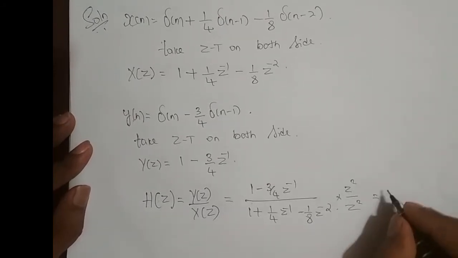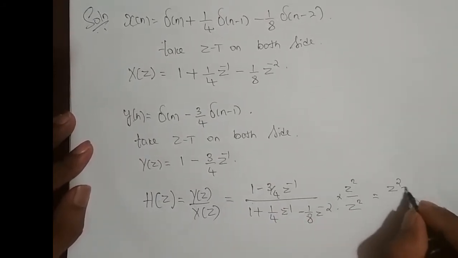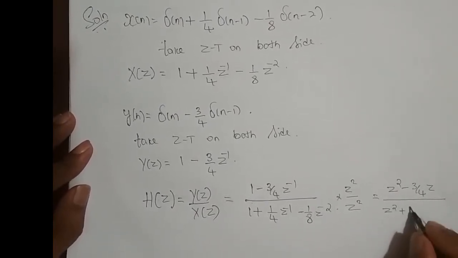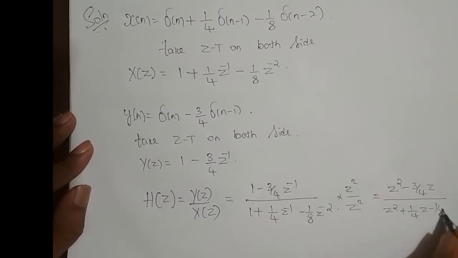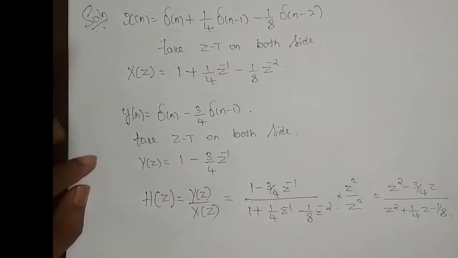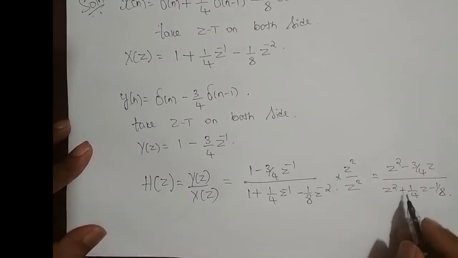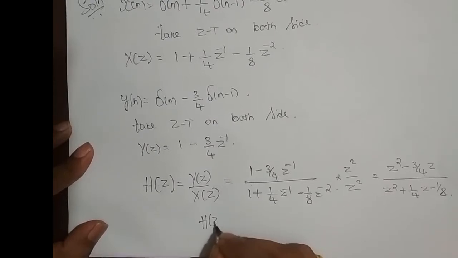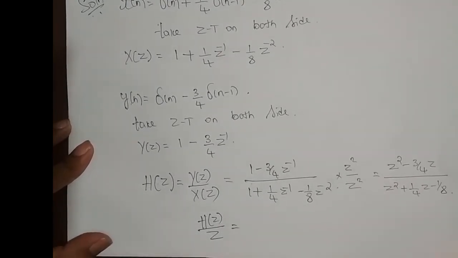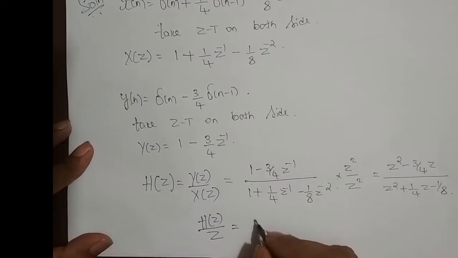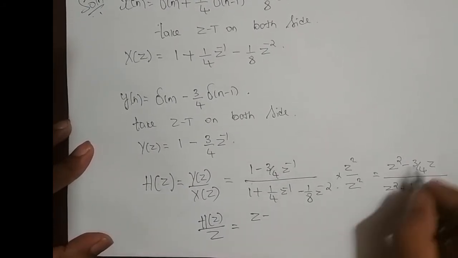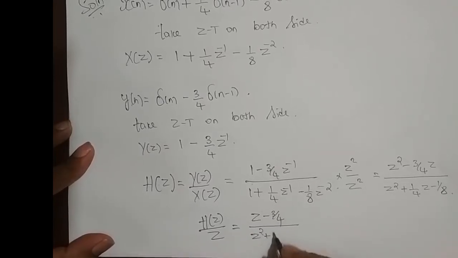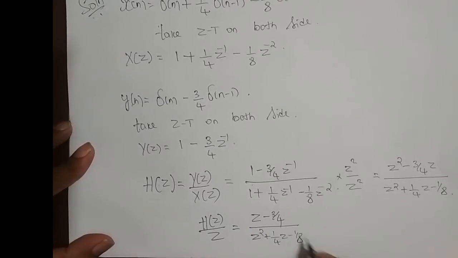So what do I end up with? H of z is z square minus 3 by 4 z, whole divided by z square plus 1 by 4 z minus 1 by 8. Okay, so what is the next step? The next step is to factorize, bring this in the form of h of z by z. So if one z goes to the other side, I get z minus 3 by 4, whole divided by z square plus 1 by 4 z minus 1 by 8.